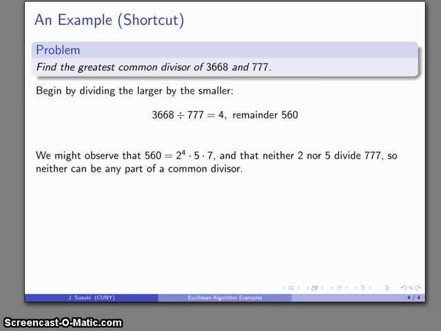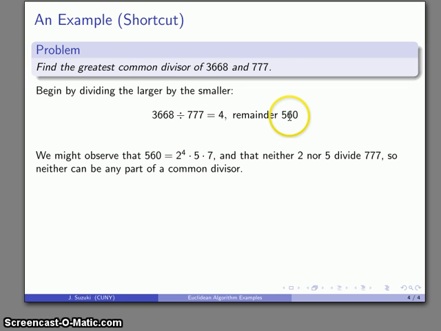Now, the thing that's worth noting here is 560 is a number that we can easily factor, and the observation that we can make is that 2 and 5 don't divide the second number, which means that no divisor that includes a 2 or a 5 can possibly be a common divisor of these two. So we'll ignore the 2s, we'll ignore the 5s, and the only thing that's left is going to be the 7. So we do verify 7 does actually divide this, 777.